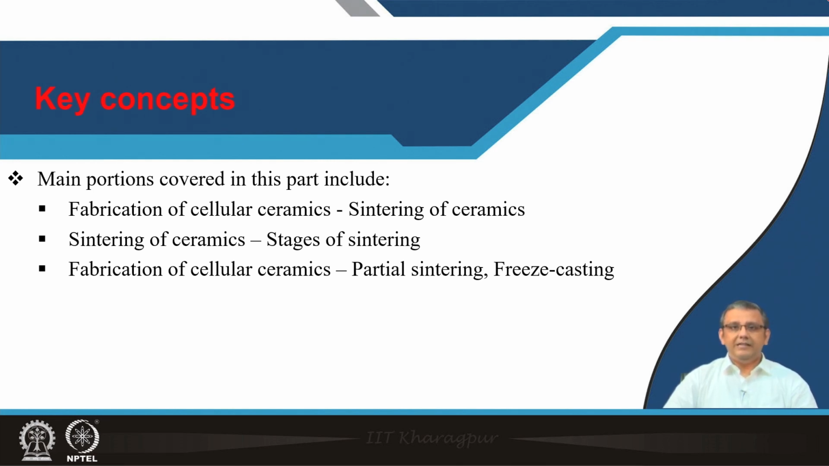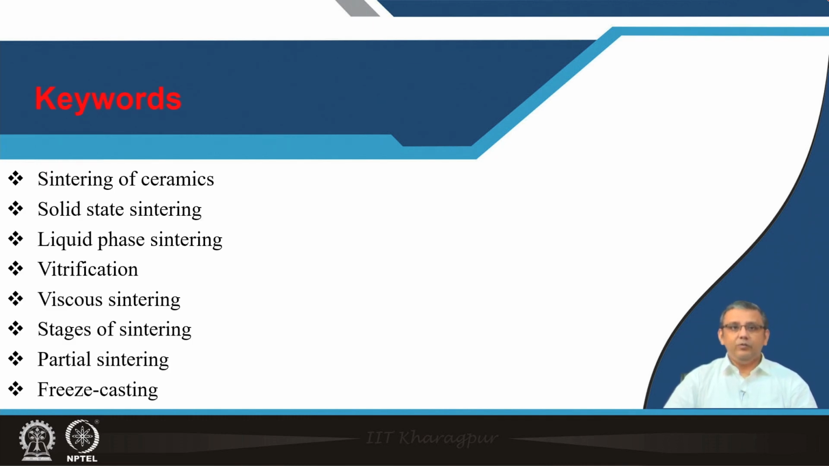Finally, we will learn about two processes for fabricating porous ceramics. One of these is partial sintering and the second one is freeze casting. The main keywords for this lecture are sintering of ceramics, solid state sintering, liquid state sintering, vitrification, viscous sintering, stages of sintering, partial sintering and freeze casting.